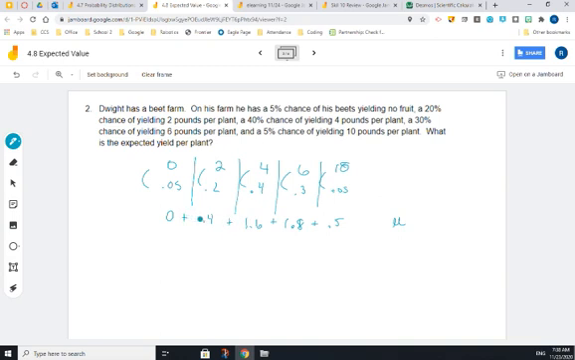The reason why we don't have to divide is because the total of our probabilities is 1. So technically we are dividing, we're just dividing by 1, and of course that doesn't change our answer. So when we add this all together, we get a total of 4.3. So Dwight can expect a yield of 4.3 pounds of beets from each one of his beet plants here.